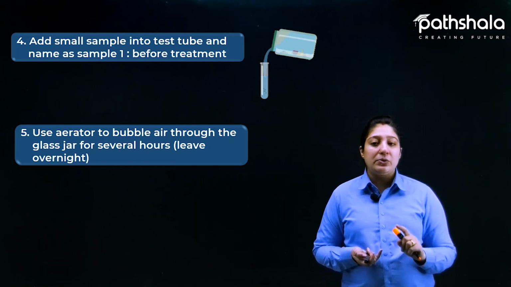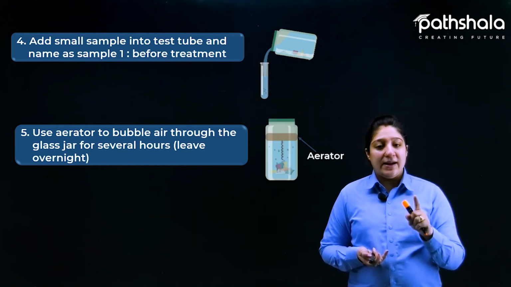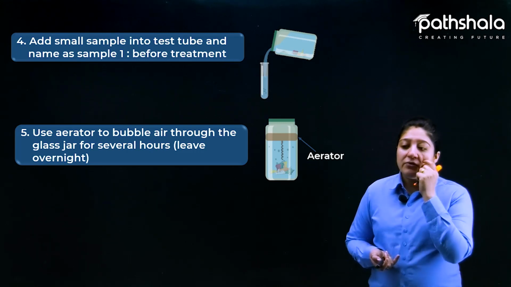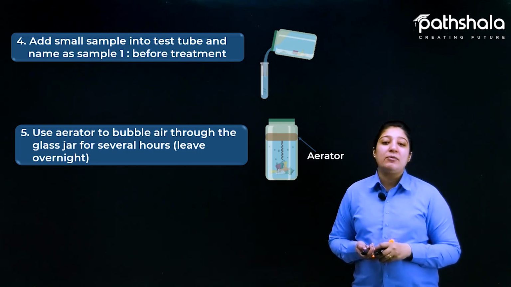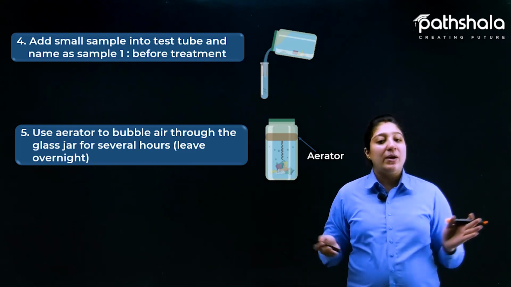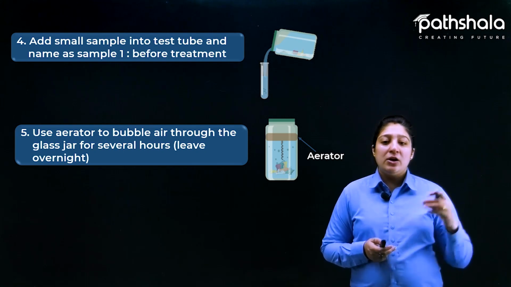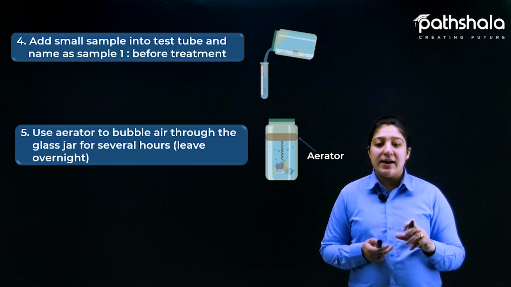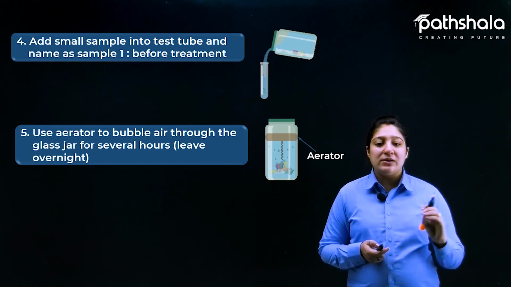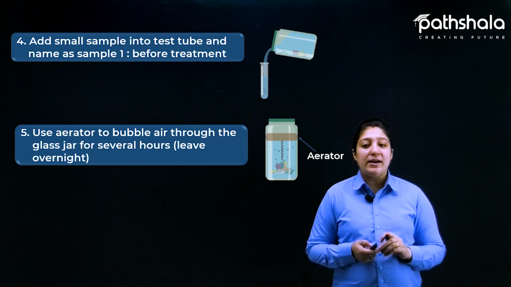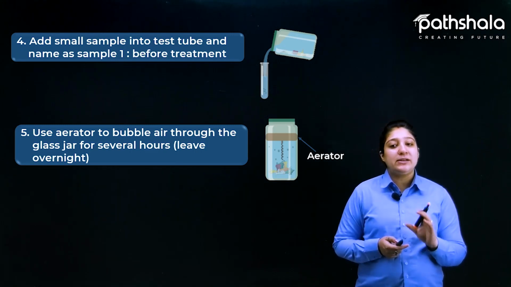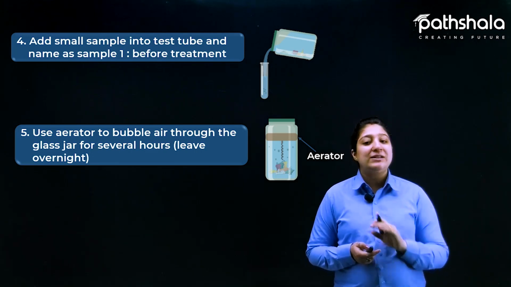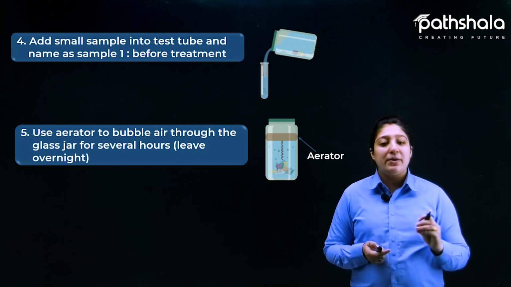After that, take the jar again. In that jar, use the aerators. Now, from where can you get these aerators? From an aquarium. You have aquariums in your homes or in your schools. You can put that aerator into the jar, join it, and do the aeration process, like switch on the aerators. Keep this process going for several hours, or you can leave it overnight, so that there will be proper aeration.